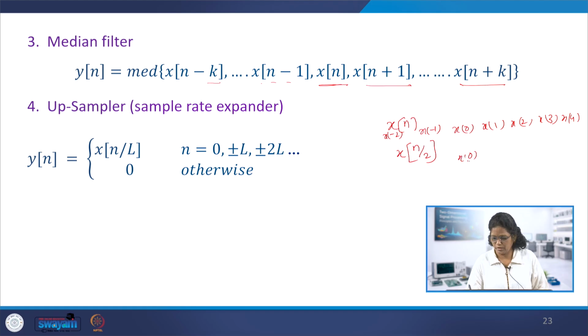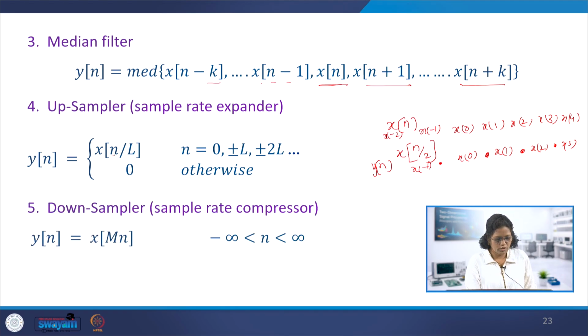So, x of 0 will be there, and then one 0 will be introduced, and x of 1, then one 0 will be introduced, x of 2 and 0, x of 3 and so on. So, that is L minus 1 zeros, the number of upsampling. Suppose it is 2, that is 2 minus 1, one 0 in between will be introduced in the samples, that is y of n, the upsampling. Here similarly, for x of minus 1, you will have one 0 in between in the sequence we have for x of n, and this is 0 for other cases.